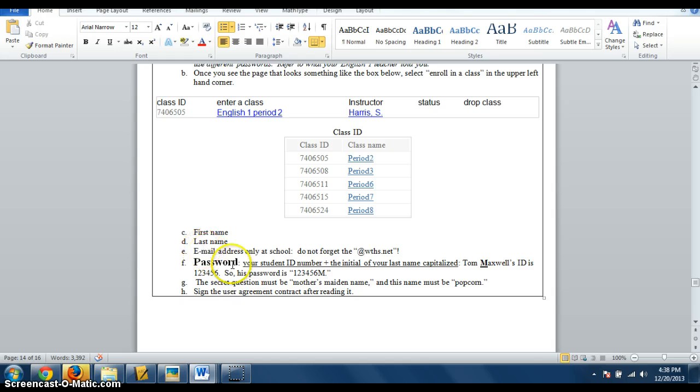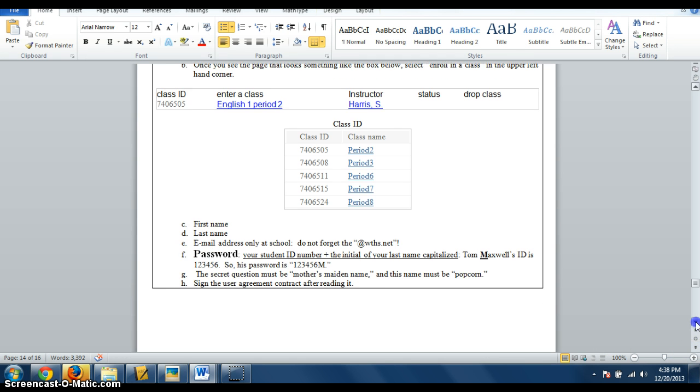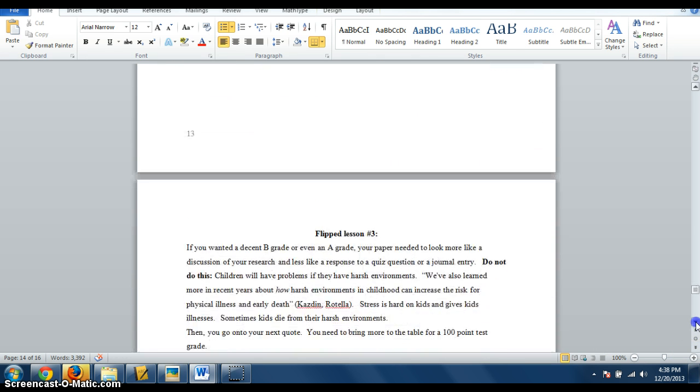First and last name you put in, email address only at school. Don't forget the @wths.net. Password, your student ID, and the initial of your last name capitalized. So that's an example. Secret question must be mother's maiden name. And then you write in the word popcorn. Why? Because I know what you did. Because you're going to forget it. You know you will. Sign the user agreement after reading it. And I think this is for your generation, you should be able to do this.